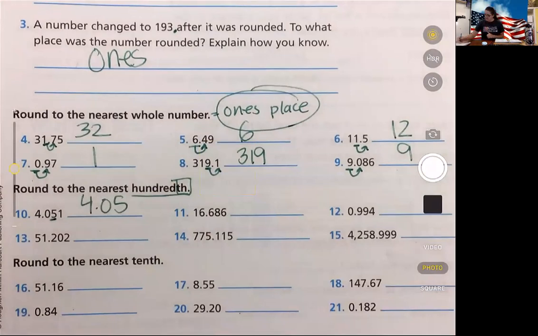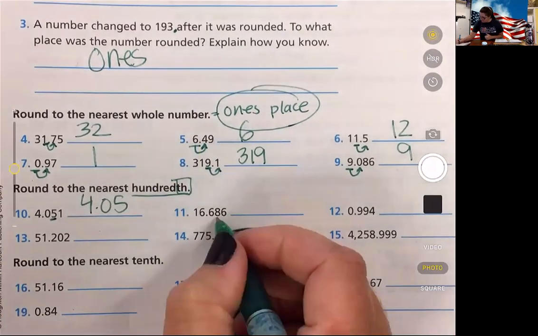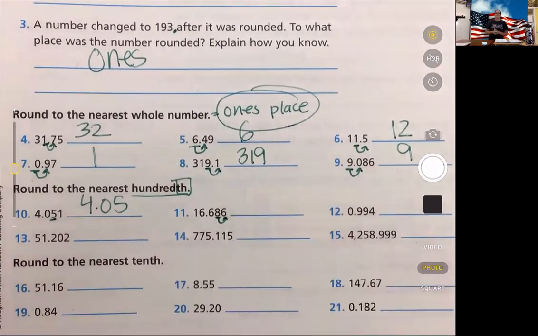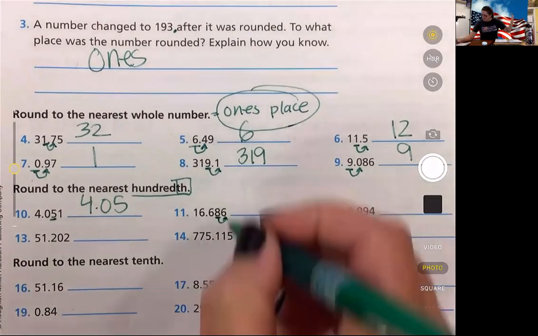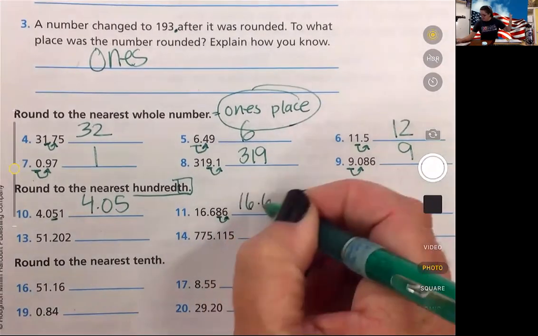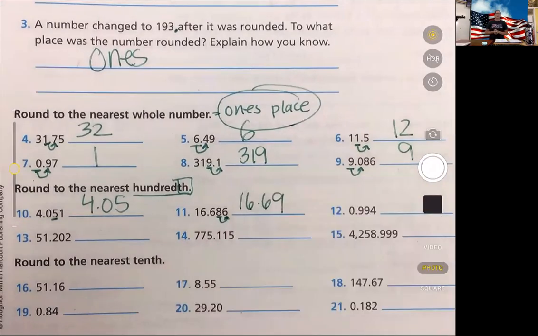Okay. Underline my hundredths place. I have an 8. Look behind it. It's a 6. What is that 6 going to do to my 8? Turns it into a 9. Bump it up to a 9. Everything to the left stays the same. My underlined digit is becoming a 9.